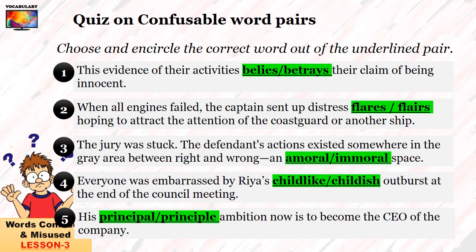As you can see for some of the word pairs above, such as flares versus flares or principle versus principle, the two words are homophones or similar sounding. For other word pairs such as amoral versus immoral, the words involved have similar spellings. So that is where the scope for confusion lies. And not to worry, I'll discuss the answers for this quiz at the end of this lesson. So let us begin with a systematic study of such confusable word pairs.